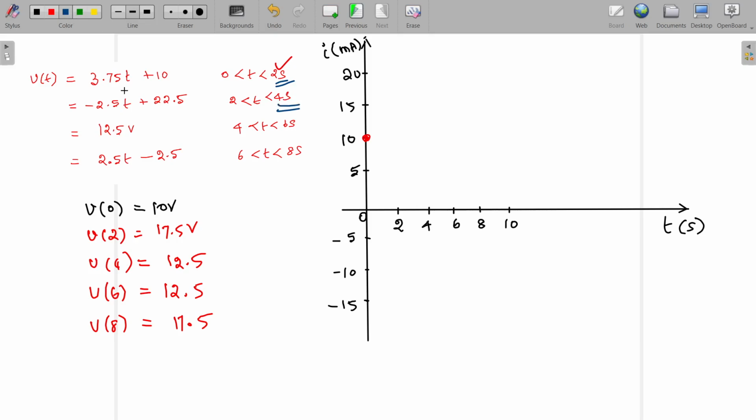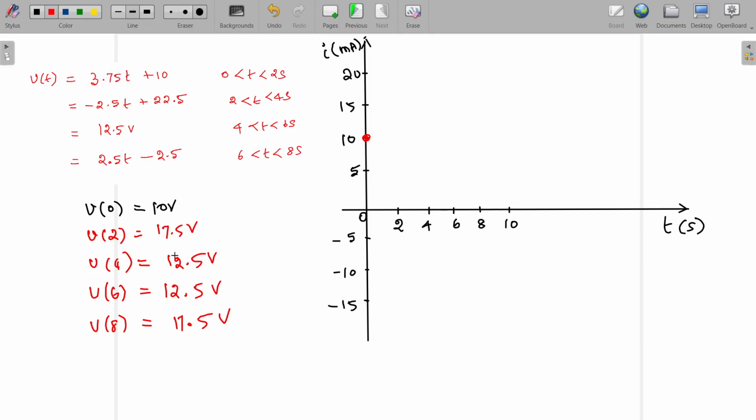But what is V of 4? Just substitute 4 seconds here. That is minus 10 plus 22.5, that becomes 12.5 volts. Again for 4 to 6, we already got the constant value of 12.5 volts. Then for 6 seconds, already calculated as 12.5. Anyhow, once again, for t you substitute 8, so 2.5 into 8 becomes 20, 20 minus 2.5 becomes 17.5. That's how we got this.